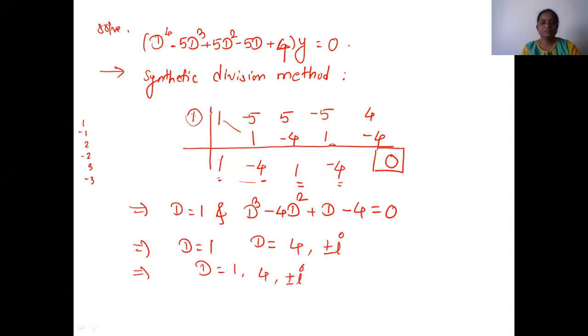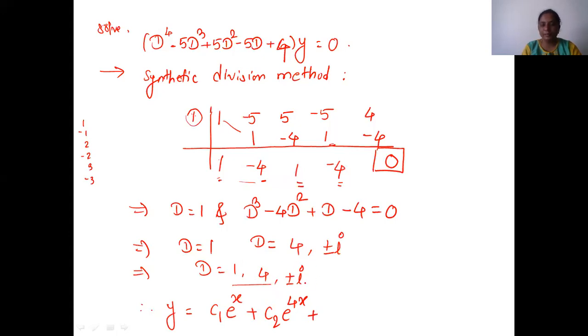How are the roots? These first two are real and different, and this one is imaginary, complex. Therefore, y is equal to... Can you just tell me the solution now? For this root 1, C1 e raised to x, plus, for this, C2 e raised to 4x.